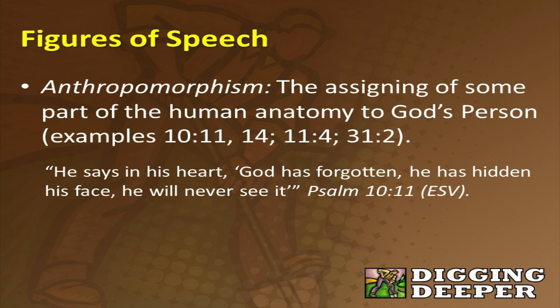Anthropomorphism is the assigning of some part of the human anatomy to God's person. So, for example, Psalm 10, verse 11. He says in his heart, God has forgotten. He has hidden his face. He will never see it.